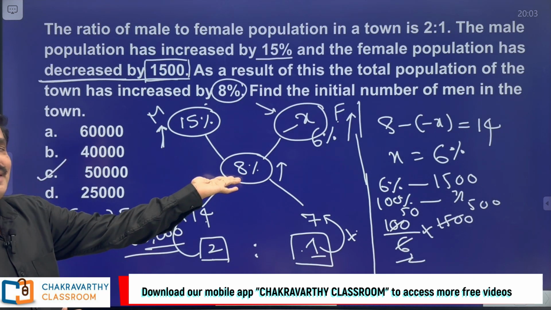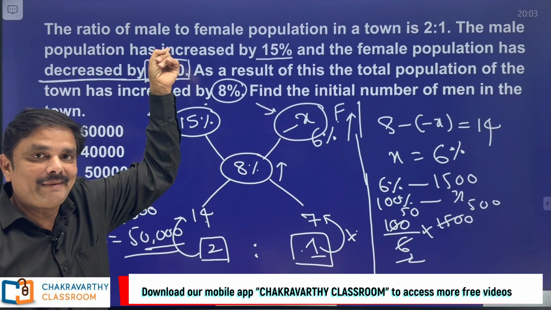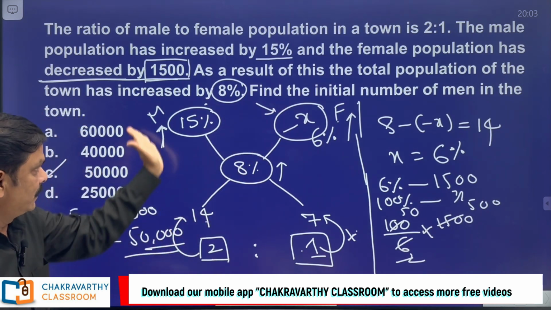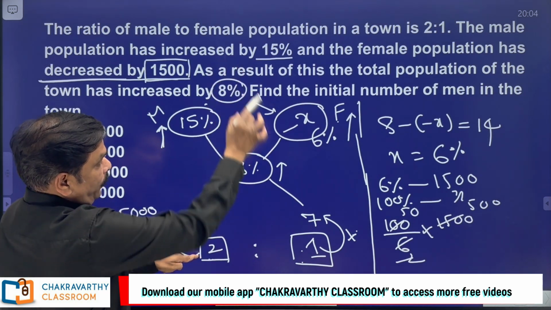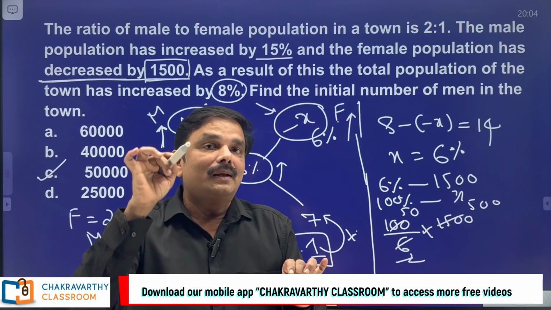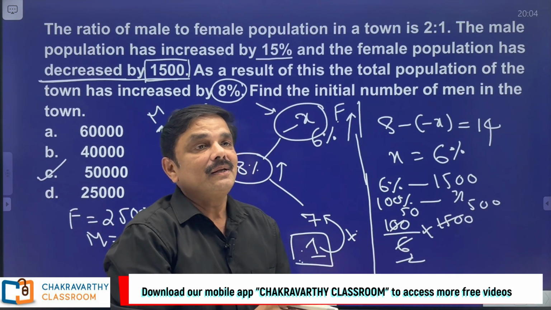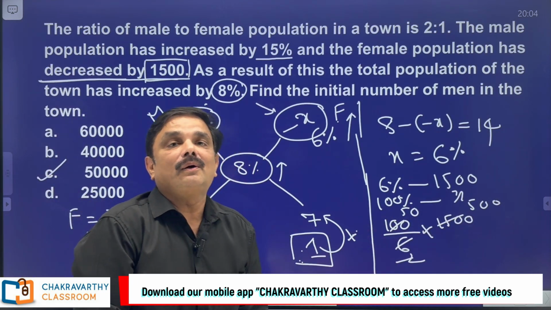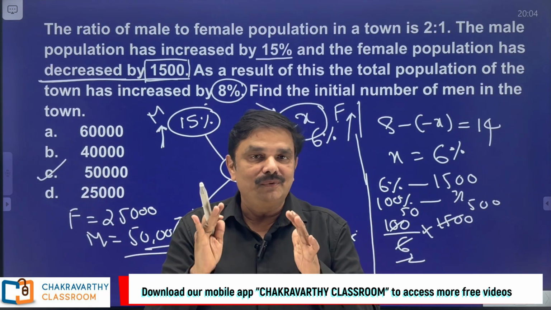The mean value you take here, one value 15% increment here, and here also it should be an increment, but it is given decreased. For that reason, you have to take it in terms of minus, a negative value. And finally this is the diagonal subtraction. While doing the diagonal subtraction, finally we get the ratio, but they have already given that one. Finding out x is simple for you. Once you find out x, which is how much percentage the female population has decreased, that is 6%. 6% is equal to 1500. Then total 100% female equals 25,000, and into 2 you will get the male population there, isn't it? This is the way, students. This is how you need to go for that.